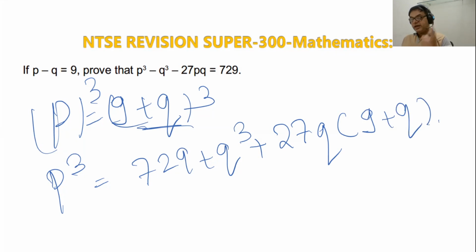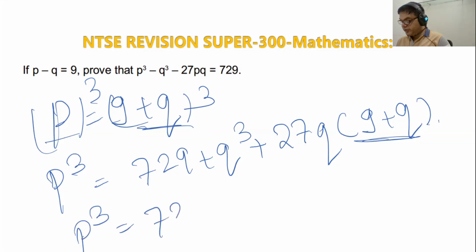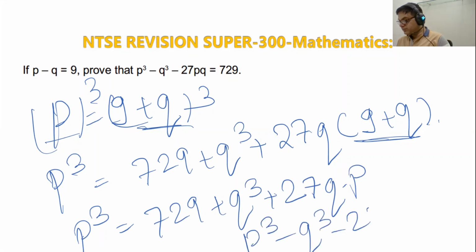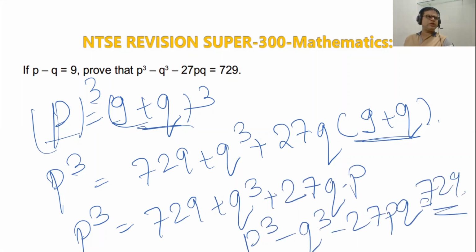Now what, again I have to do the same thing, right? अगेन आई हैव टू डू द सेम थिंग. 9 plus q की जगह मुझे p पुट करना पड़ेगा. So this will be equal to p cube will be equal to 729 plus q cube plus 27q into p. So finally I'm having p cube minus q cube minus 27pq is equal to 729. Like this also you can do, not a big deal. You can do like this also. Okay, so this is how the question is solved.